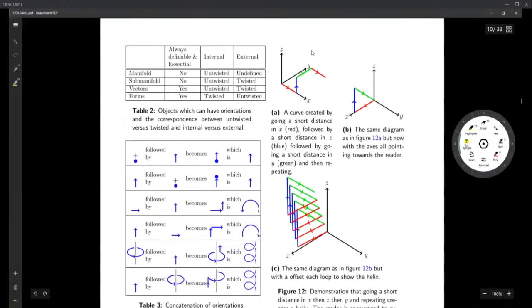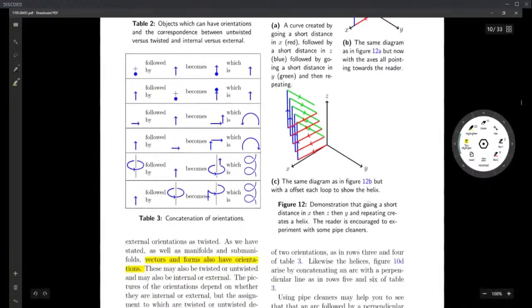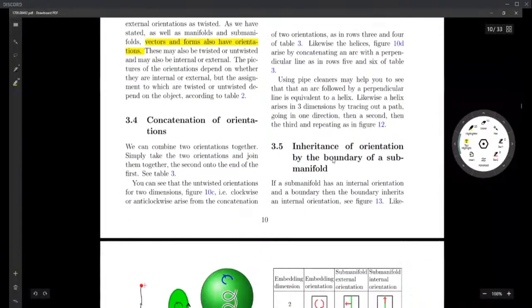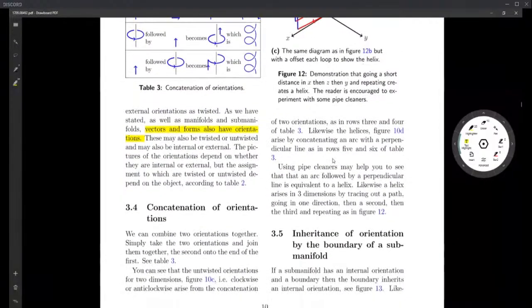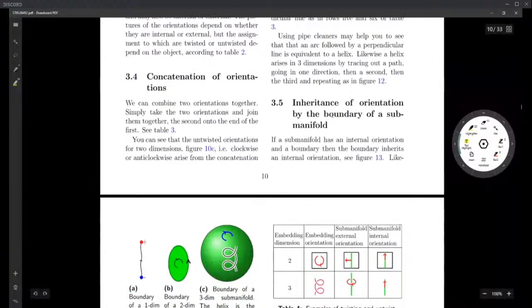Right here in this diagram, we can see curves created by pipe cleaners. The authors asked us to refer to some pipe cleaners. So a line that goes from X to Z to Y would create a helix. It's just a combination of dimensions, and you concatenate and get stuff. That's about it. It's what I explained earlier, in a little more scientific terms. But I'll get to inheritance of orientation by the boundary of a submanifold.